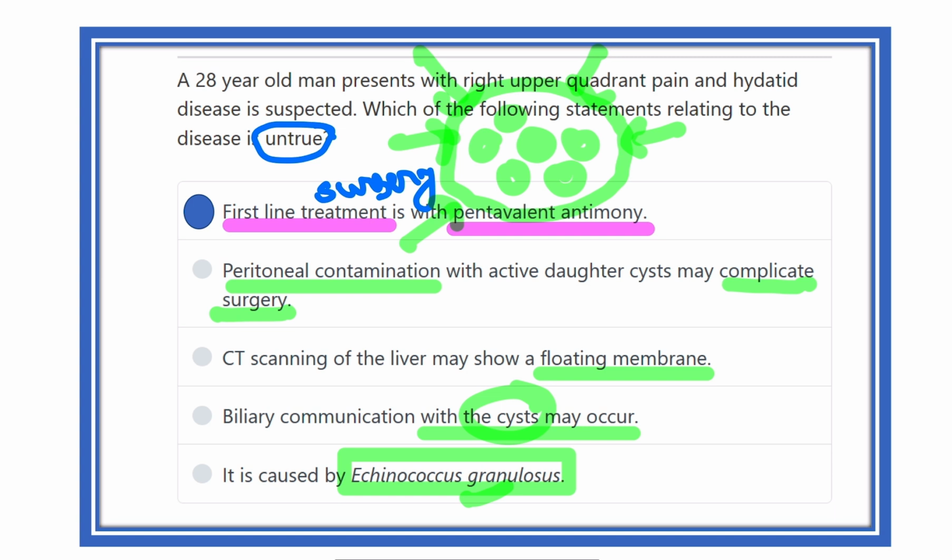Here surgery is the mainstay of the treatment, and during the surgery we should remove the cyst with its content, and we should prevent the contamination of the fluid with the body fluid.